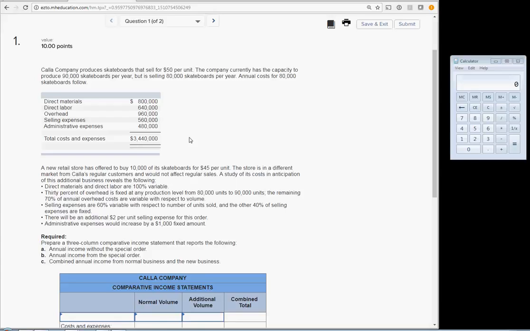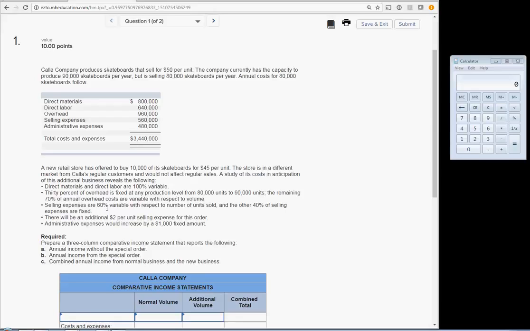Direct material and labor are 100% variable, so these two things are 100% variable. 30% of overhead is fixed at any production level between 80 and 90,000 units. That's our relevant range, right? 80 to 90,000 units. And this overhead is 30% fixed, meaning that 70% is going to be variable with respect to volume. Good to know. I'm glad they just went ahead and gave it to us. If you remember, what would we have to do? If we didn't know what this was already, we would have to go and do the high-low method or a scatter diagram or a least squares regression.